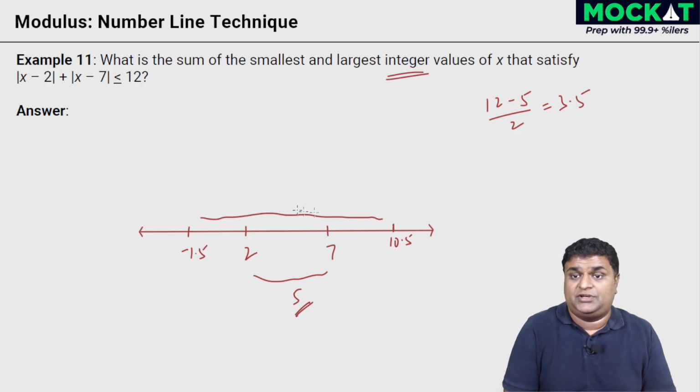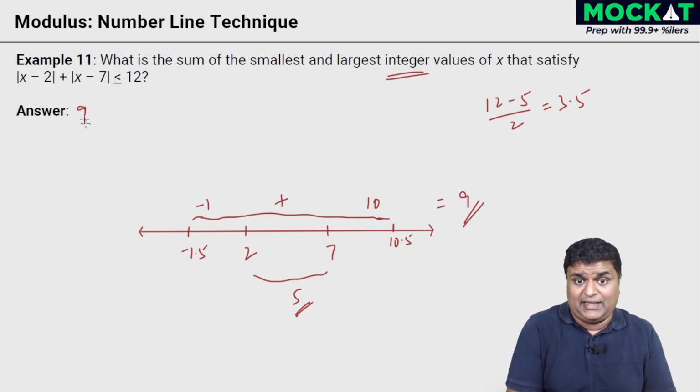Minus 3.5, you can come to minus 1.5. And in this range, what is the smallest and largest integers? Smallest integer in this range is minus 1. The largest integer less than 10.5 is going to be 10. What is the sum of this? Minus 1 plus 10. That's going to give us 9. 9 is the answer here.